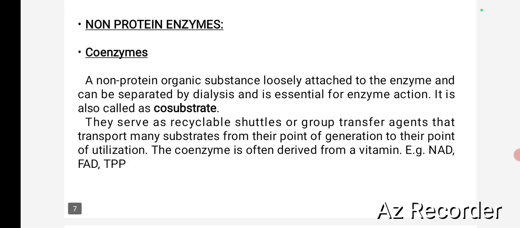Next one, non-protein enzymes. Non-protein enzymes, example, coenzyme. A non-protein organic substance loosely attached to the enzyme, which can be separated by dialysis and is essential for enzymatic action. It is also called a co-substrate. They serve as recyclable shuttles or group transfer agents that transport many substrates from their point of generation to their point of utilization. The coenzyme is often derived from a vitamin, example NAD, FAD, thiamine pyrophosphate.